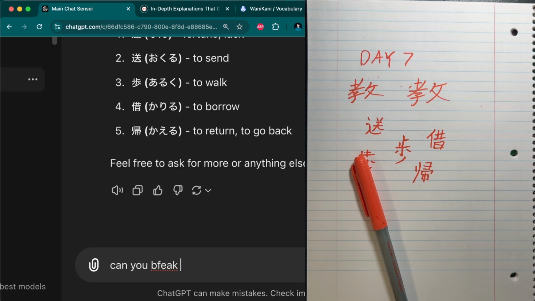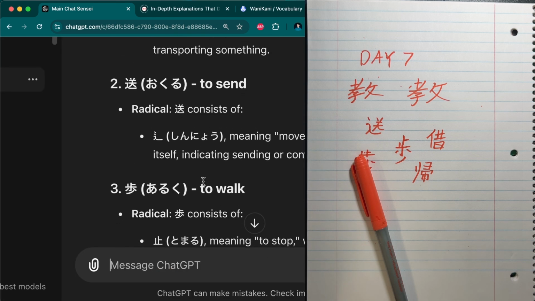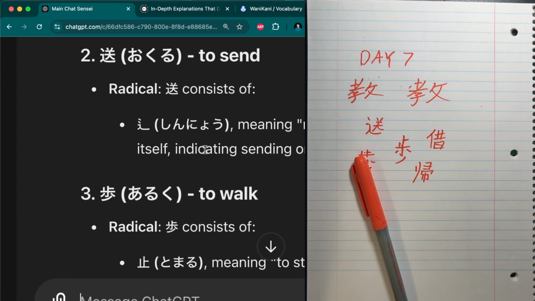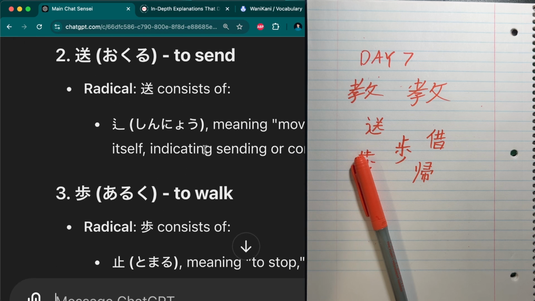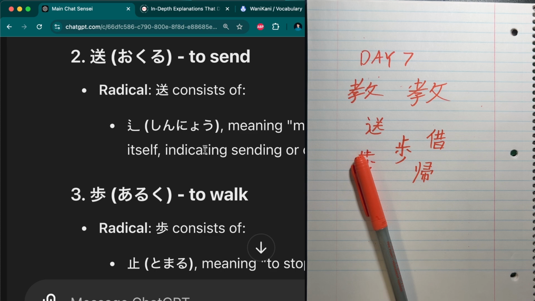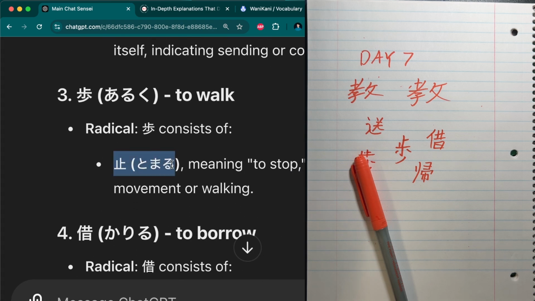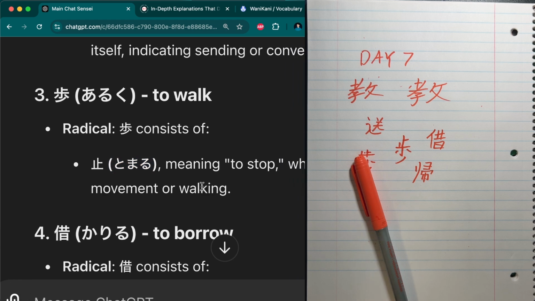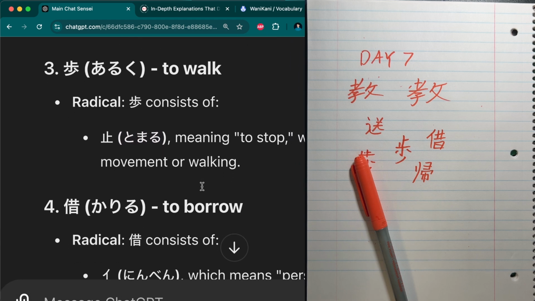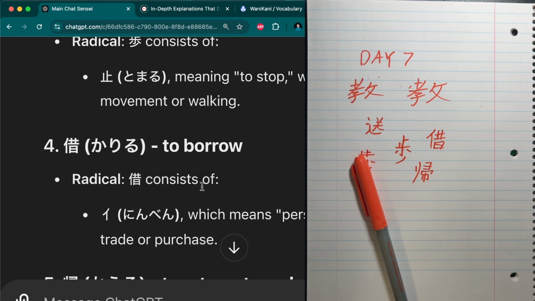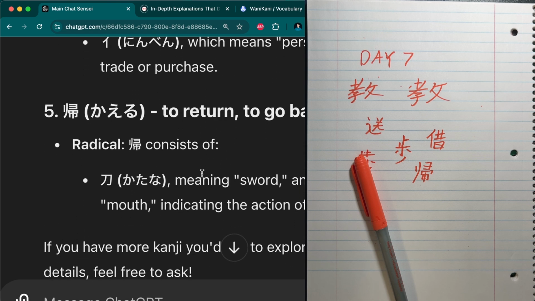Can you break down the radicals? Like I said, we're not going to worry about luck, so we've got the slide one, which means movement, and then it ignores the rest. Lovely. Okay. Then we've got walk. This one, tomaru, means to stop. Nice. And it ignores the bottom one. Lovely. And then we have kariru. It seems to only do one of them. This one's also the wrong one.